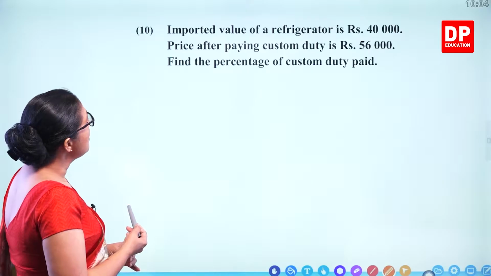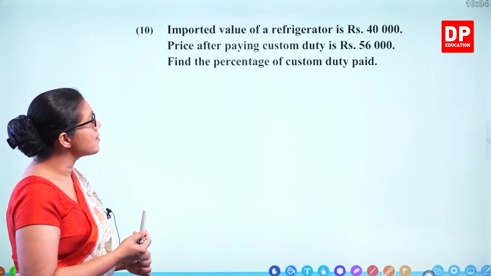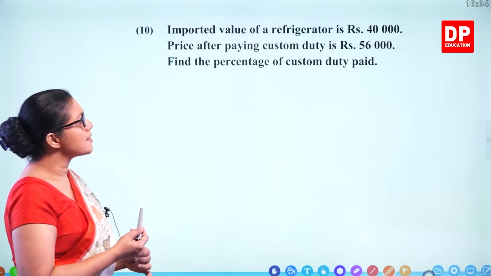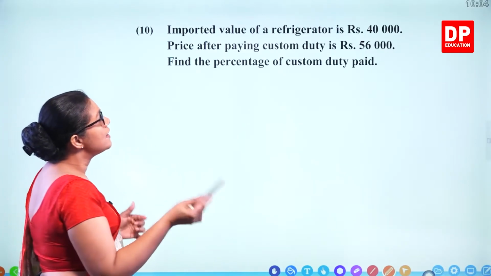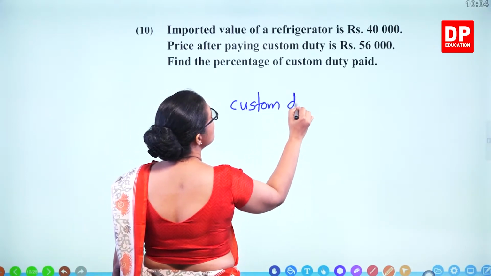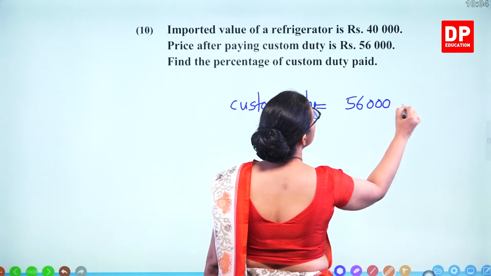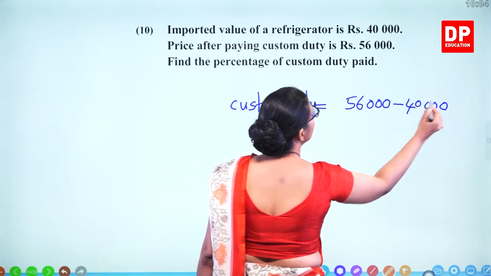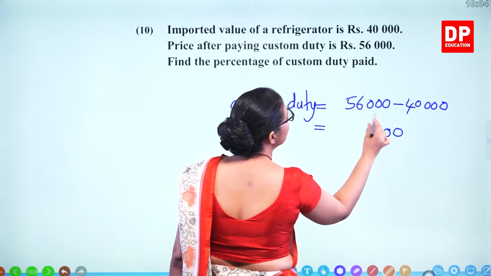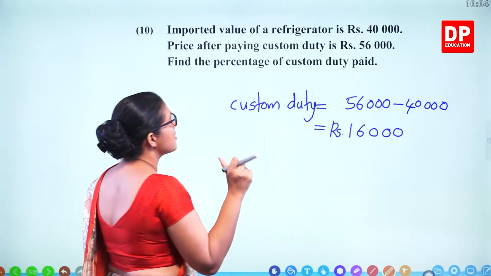Question number 10. The imported value of a refrigerator is 40,000 rupees. The price after paying custom duty is 56,000 rupees. Find the percentage of custom duty paid. So the difference is the custom duty value. Custom duty is the difference between 56,000 and 40,000. So you get 16,000 rupees as the custom duty value.